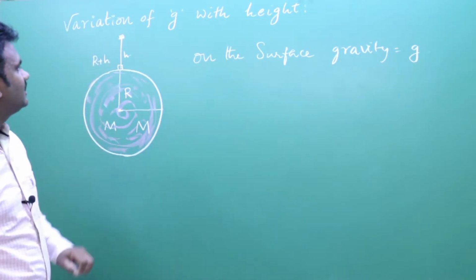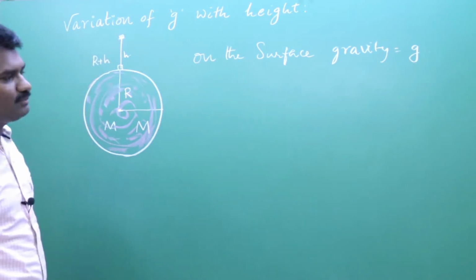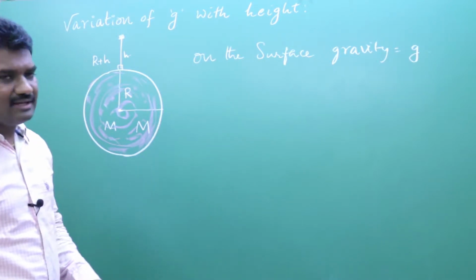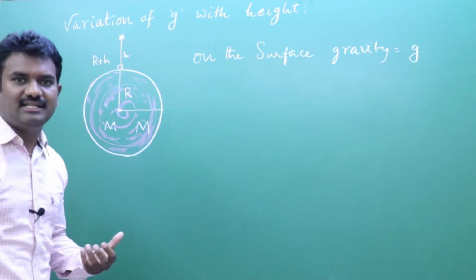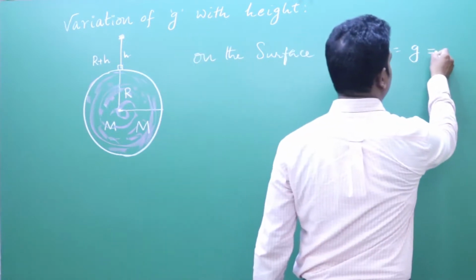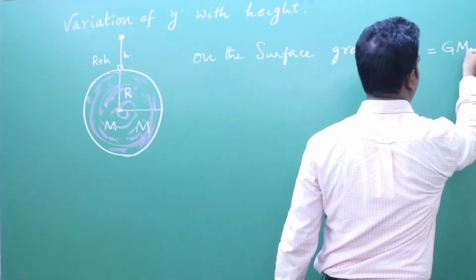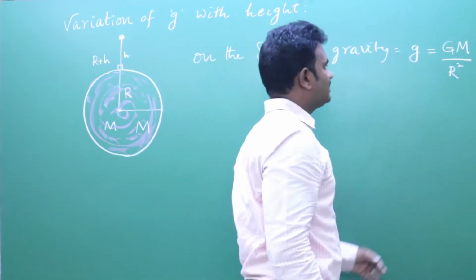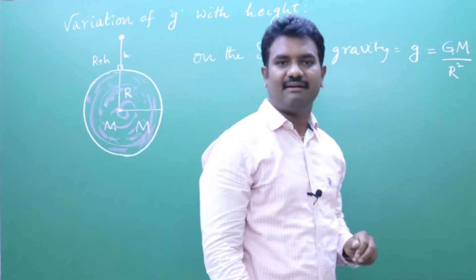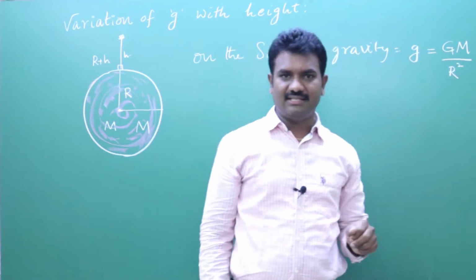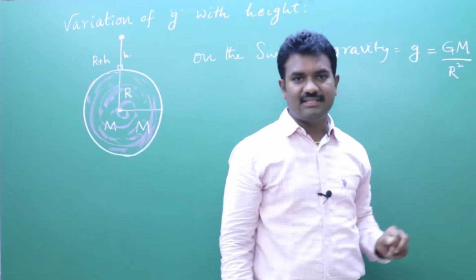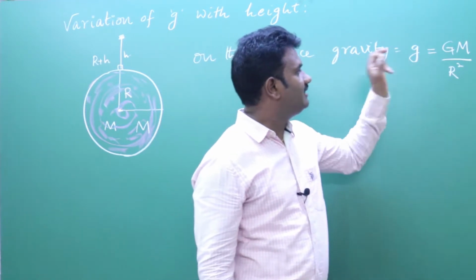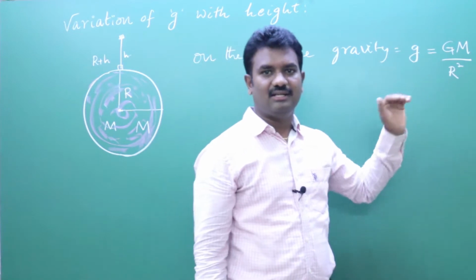Now what is the value of gravity at this point? As we have studied earlier, the value of g is nothing but GM by R square. As G, the universal gravitational constant, remains constant, M, the mass of the planet, remains constant, and R, the radius of the planet, remains constant, the g value at a particular place remains constant.